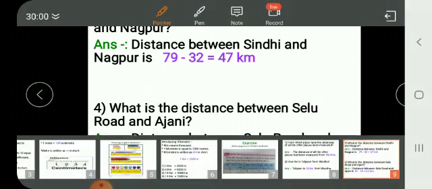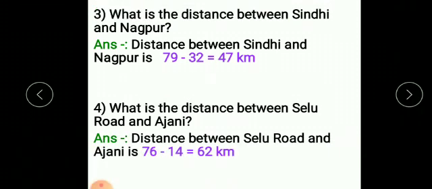So children, measurement of length, always remember meter is the basic unit of measurement of length. Meter, centimeter, millimeter and kilometer. You have to learn the conversion. 1 meter is equal to 100 centimeter, 1 centimeter is equal to 10 millimeter, 1 kilometer is equal to 1000 meter. Learn these conversions and write down this exercise in your maths copy.